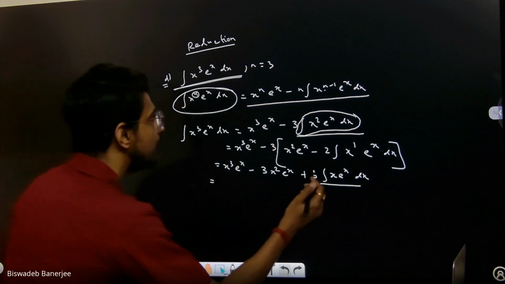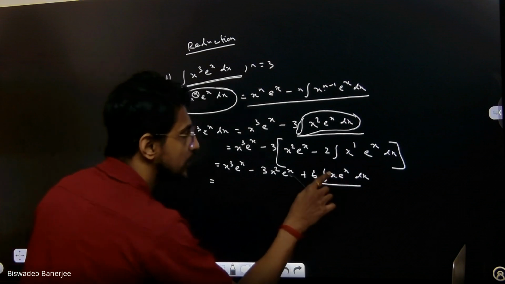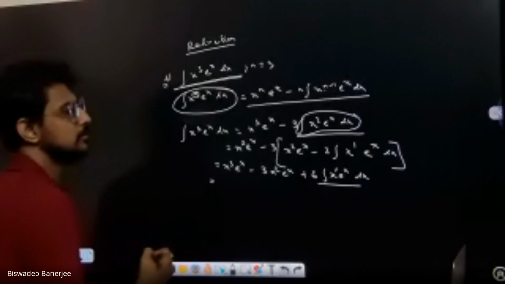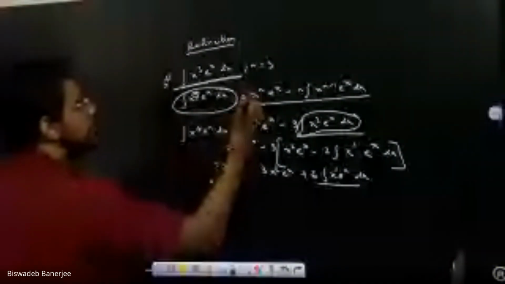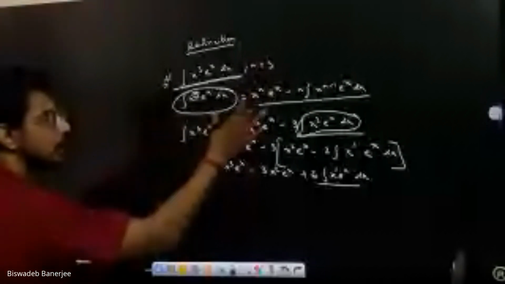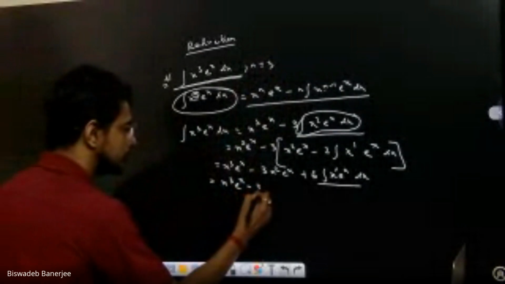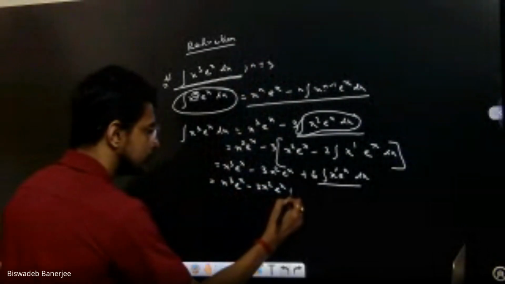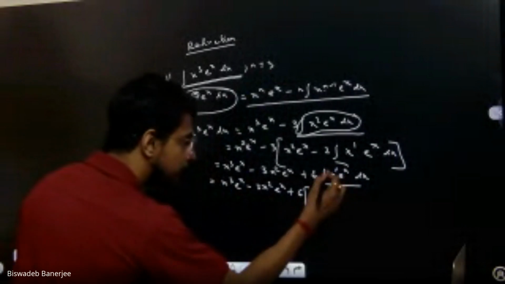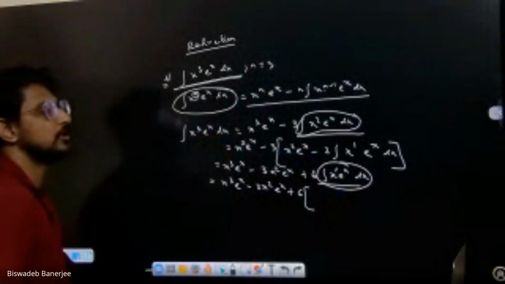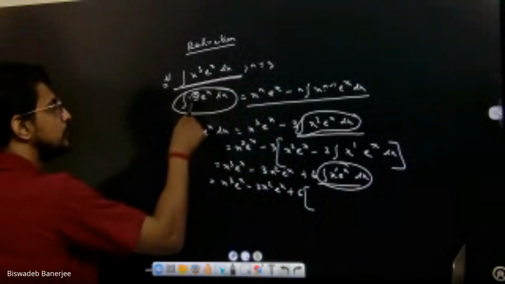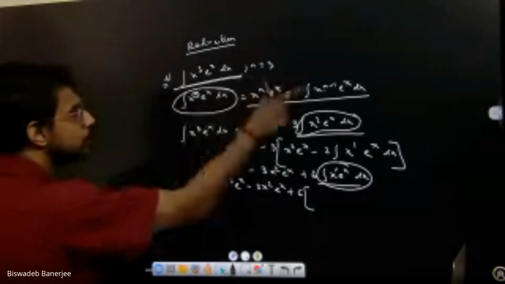Now see that here my power is 1, so put n equal to 1. We shall put n equal to 1 in this formula. This is my formula for the integral of x to the power n e to the power x.